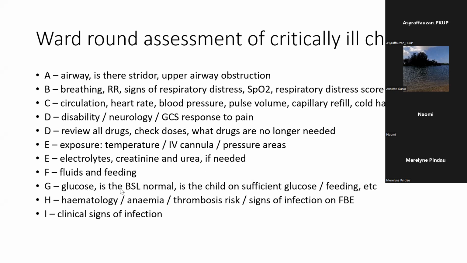Think about their glucose, whether their blood sugar is normal, and whether or not you're giving enough feed to ensure the child's not hypoglycemic. For H, think about the hematology, check for anemia, their full blood count. Just look for all the signs of infection on their full blood count. And for I, think about the clinical signs of infection, because we really want to stop cross-infection in patients. So it's not a whole alphabet, but it helps me just not forget things when I see children like this. And maybe it'll help you as well.